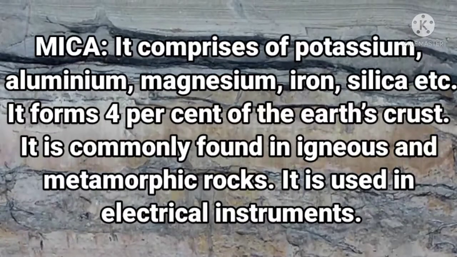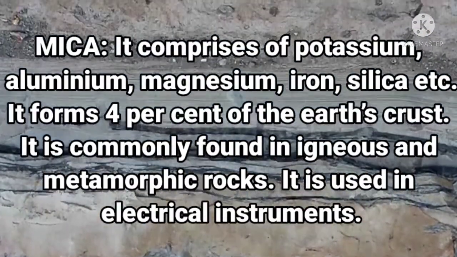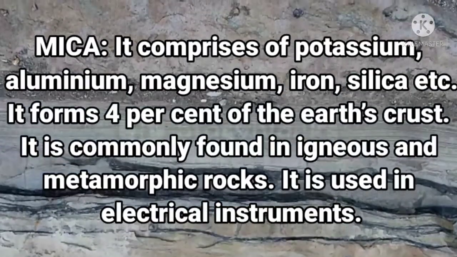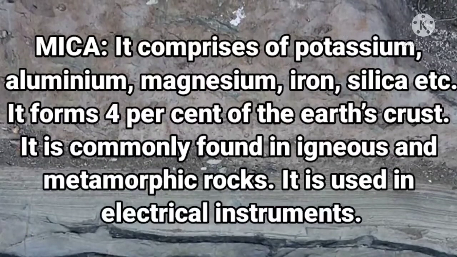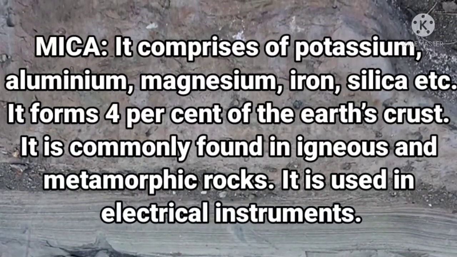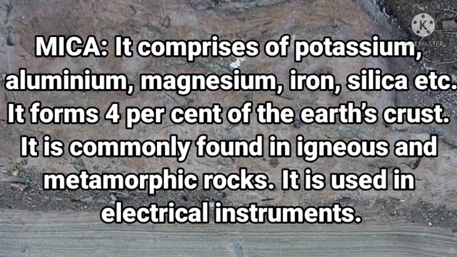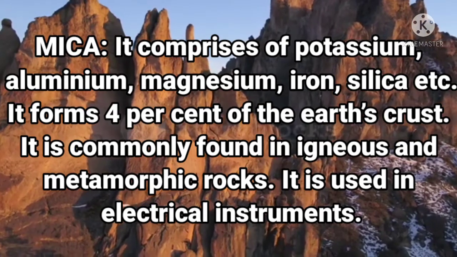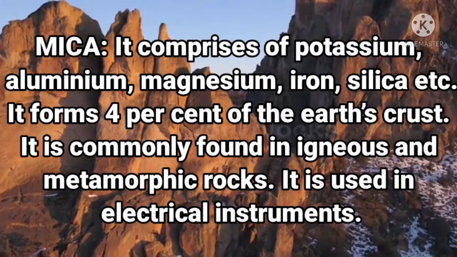Then amphibole. Aluminium, calcium, silica, iron, magnesium are the major elements of the amphiboles. They form 7% of the Earth's crust. It has a green or black color and is used in the abyssal industries. And it is used in the asbestos industries.